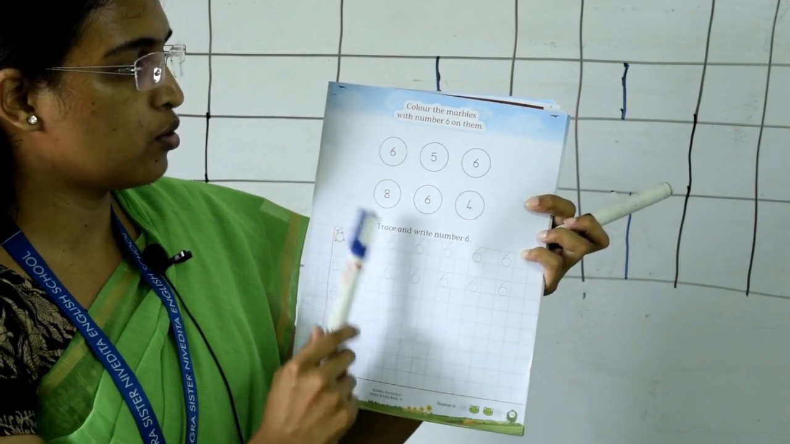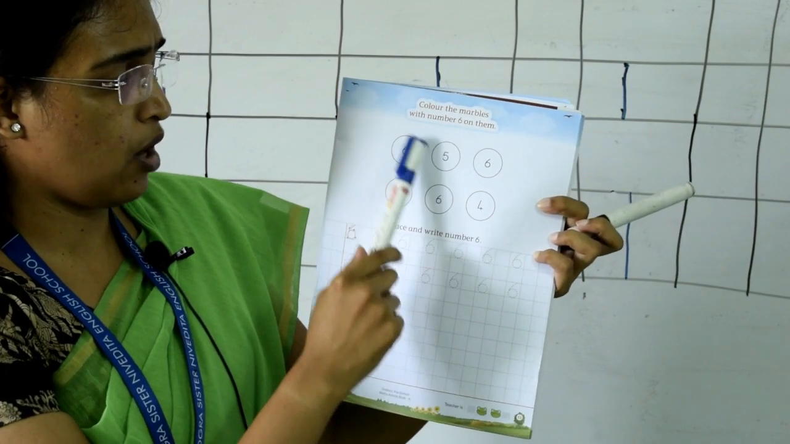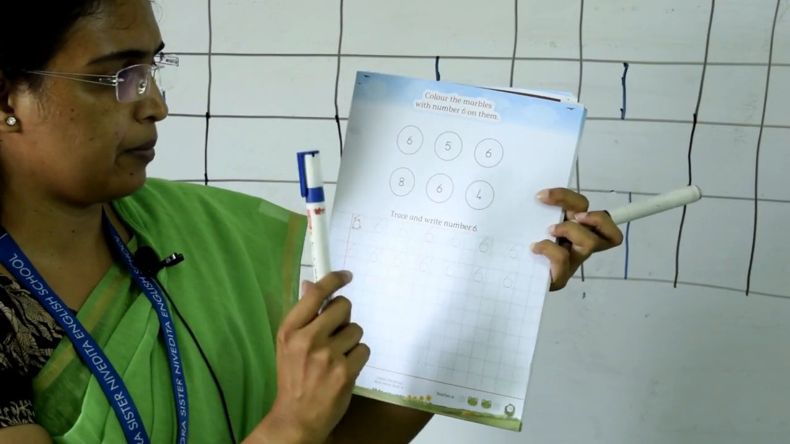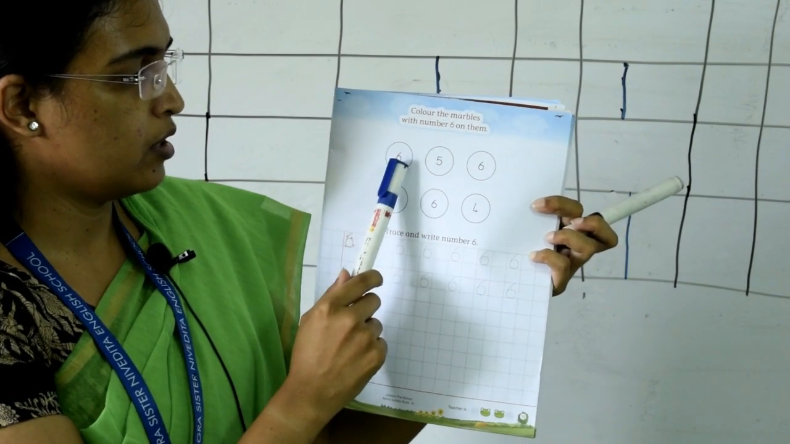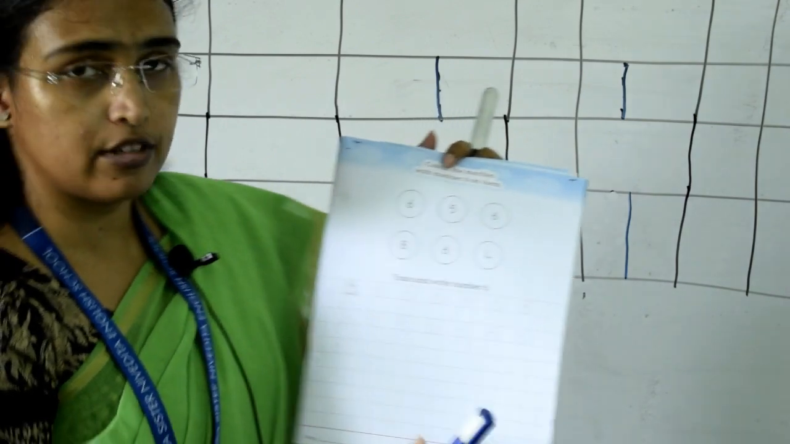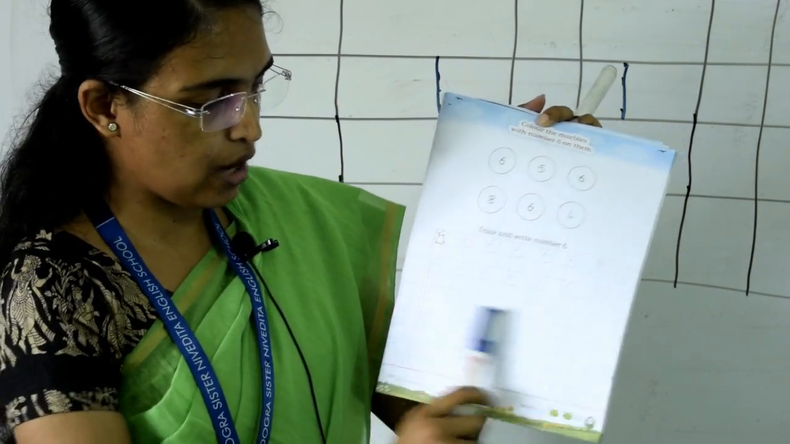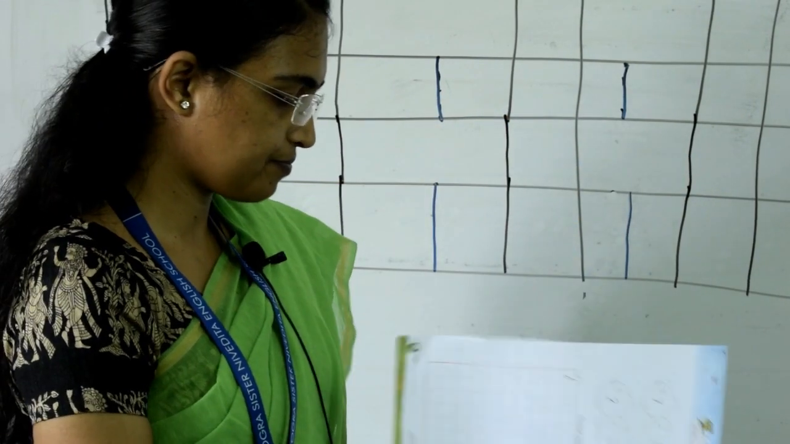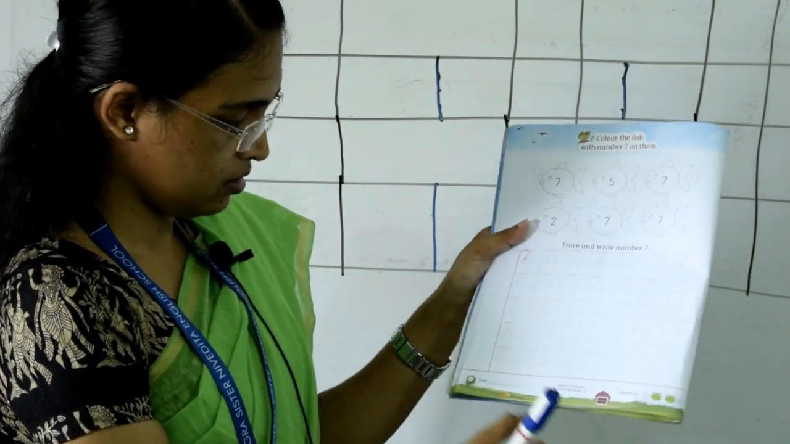So what you have to do? You have to color only the number 6 marble. Okay, don't color other marbles. Only you have to color number 6 marble. This one, where 6 is written, you have to color that marble only. Then after this, you have to trace this number 6. Then you have to write it by yourself. Okay, turn the page. Come to page number 14.